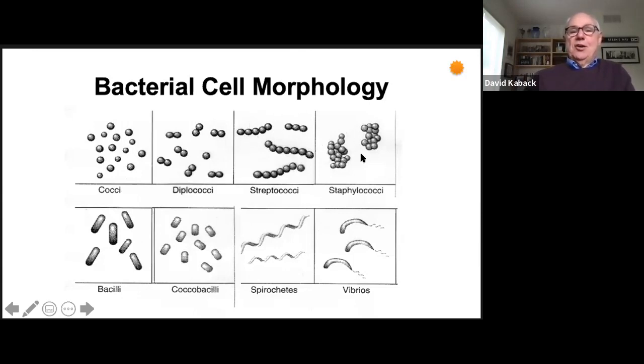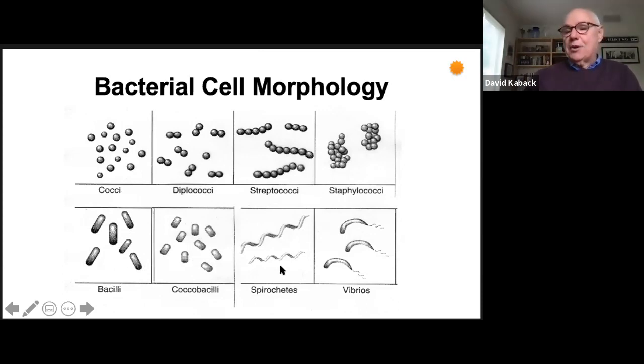And sometimes they occur in clusters, and this comes from the Greek word for a bunch of grapes, called staphylococci. Okay, so chains and clusters or pairs, all kinds of cocci. We also have rod-shaped bacteria called bacilli, from the Greek word bactron, which means a staff or a rod. And to confuse the issue, we sometimes have very short bacilli, and those are referred to as coccobacilli.